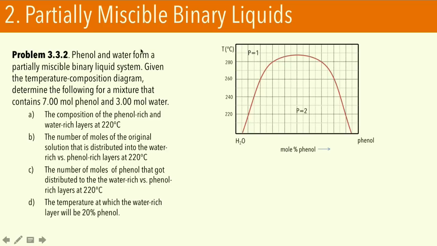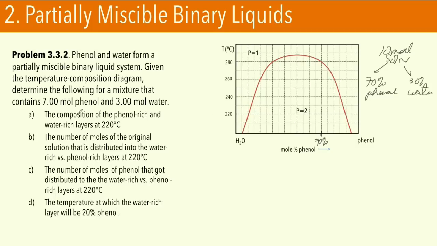In our problem over here, we have a phenol and water system. This forms a partially miscible binary liquid at low temperatures. We're given an original mixture that contains 7 moles of phenol and 3 moles of water. So overall we have a 10 mole solution that is 70% phenol and 30% water. Based on this phase diagram, we have 70% phenol, so that is represented by this point over here.